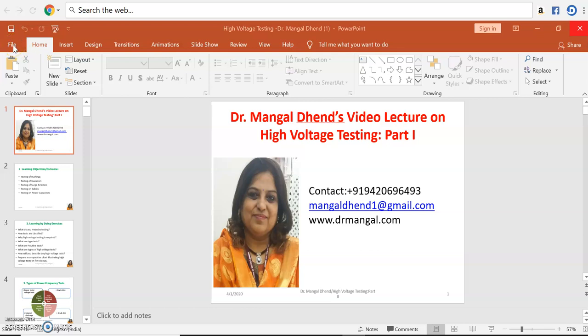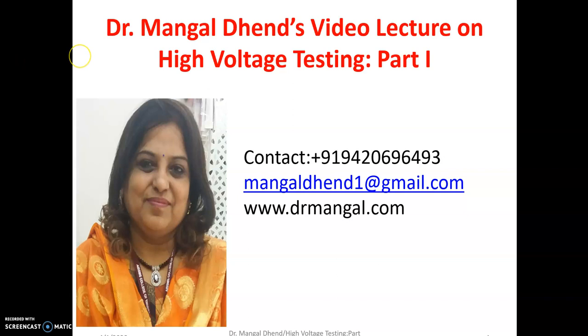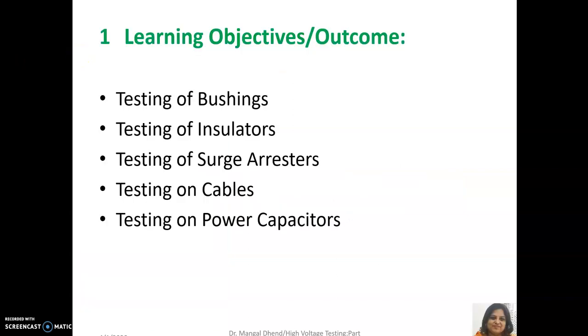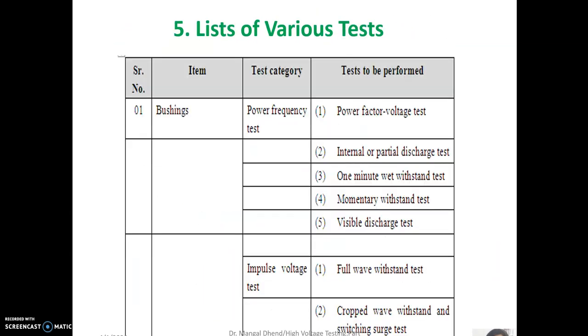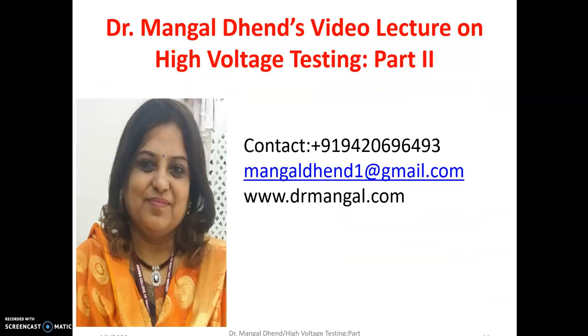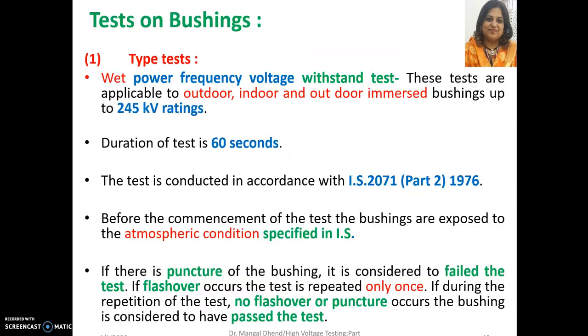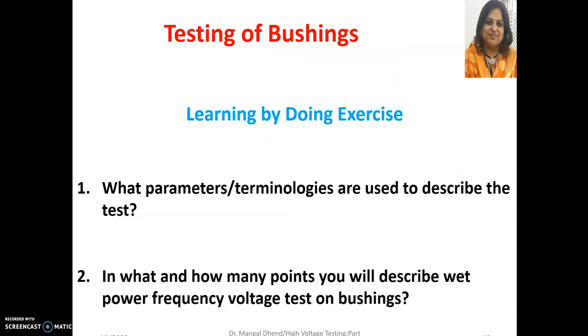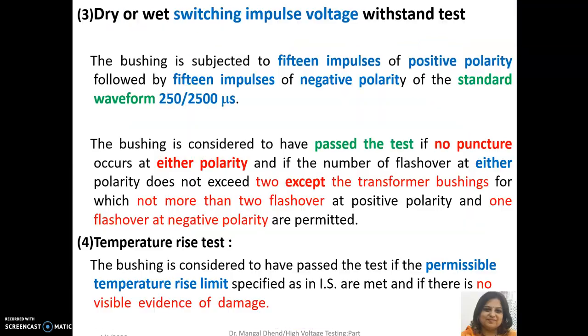I hope that you have seen my first two parts of the video lectures and you have understood the basics of high voltage testing, and also the nomenclatures and specifications, the tests to be conducted on the different objects, the specifications of the testing, and how tests on the bushings can be conducted. Now let us see today the third part of the video lectures. In this we'll see the dry or wet switching impulse withstand test on the bushing.